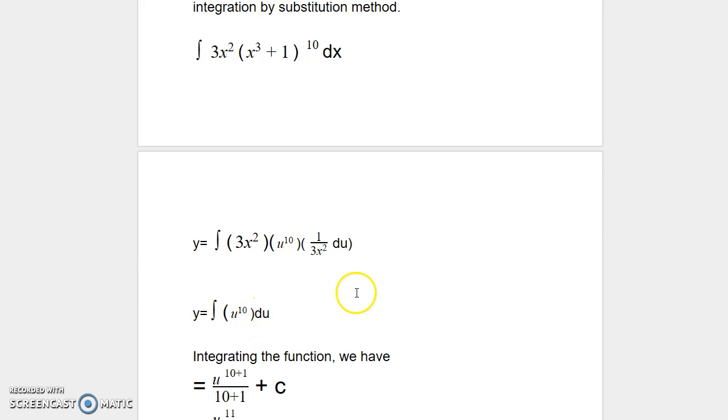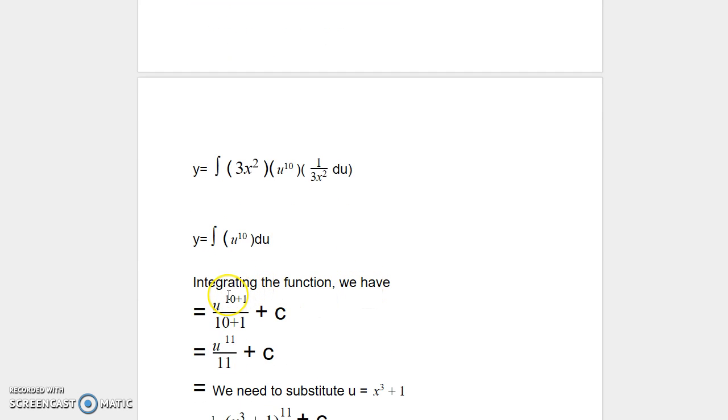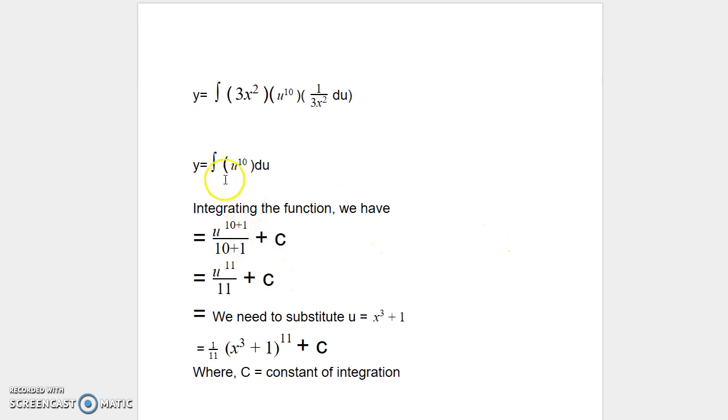Integral u to the power of 10 du. Now we're going to integrate this function using the rules of integration. So integral u to the power of 10 du we can write as u to the power of 10 plus 1 divided by 10 plus 1, plus c, where c is a constant of integration. In the next step, we can simplify it some more. U to the power of 10 plus 1 is u to the power of 11, and in the denominator we have 10 plus 1, which is 11, plus c.